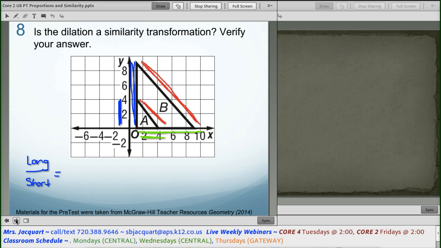Okay, so the long side for blue is 1, 2, 3, 4, 5, 6, 7, 8, 9. And the short for the blue is 4. And that has to equal the long for the green, 2, 4, 6, 8. It's going to be 8 because it goes from 1 to 9, which is a distance of 8. Over the short side is 3. So we're going to cross multiply. 9 times 3 is 27. Does that equal 8 times 4, which is 32? And the answer is no, it does not. So it is not similar.